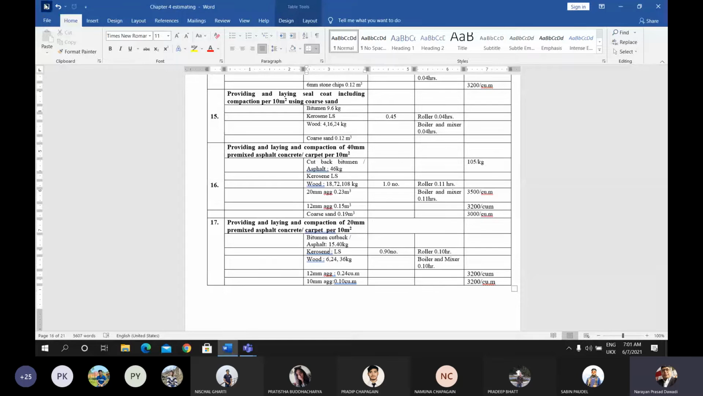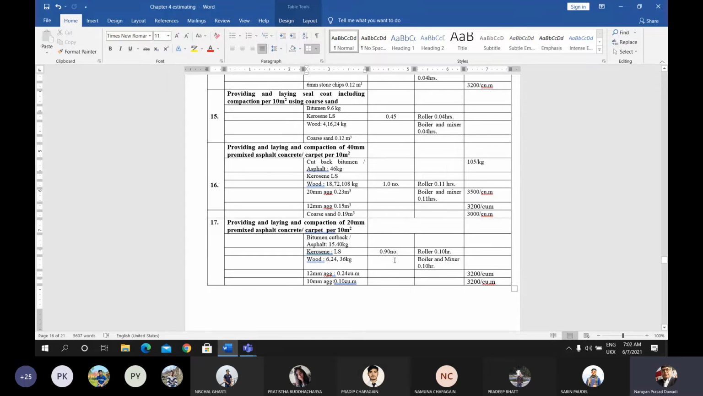Kerosene as a lump sum, and the wood required for the boiler, open mass and patchwork as 624 and 36 kg respectively, and the aggregate required as the 12 mm size aggregate and 10 mm size aggregate for the 20 mm pre-mix asphalt concrete. We don't need the coarse sand for the 20 mm pre-mix asphalt concrete. We need only the 12 mm size aggregate and the 10 mm size aggregate, because the thickness is only 20 mm. Now 0.24 cubic meter as 12 mm size aggregate and 0.10 cubic meter as 10 mm size aggregate.